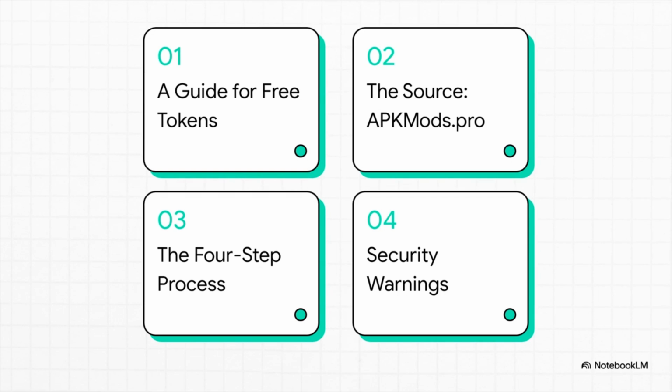So here's our game plan. First, we'll look at what the guide is actually claiming. Then, we'll check out the source it sends you to. After that, we'll walk through the 4 steps it lays out. And finally, we're going to dig into the security warnings that, believe it or not, are hiding in plain sight right in the guide itself.